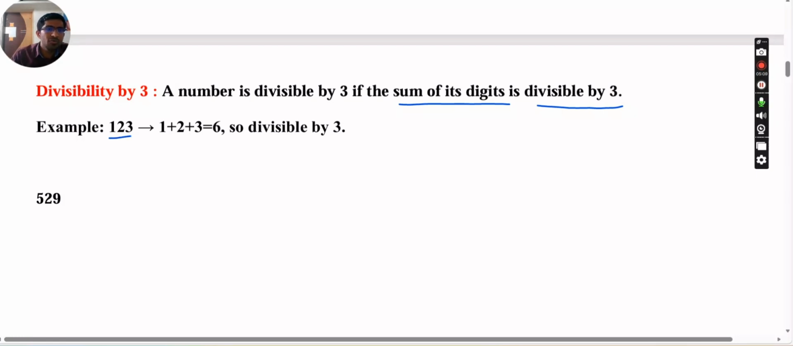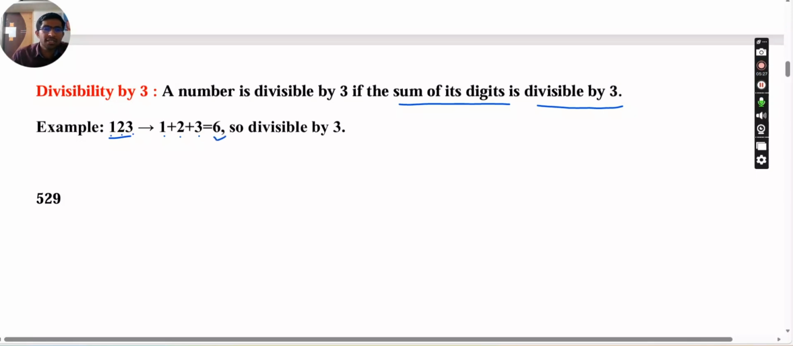So what we have to do first, we will add all the digits present in the number. So which digits are present? 1. So here 1 we have taken. 2. Here 2 we have taken. 3. So here 3 we have taken. Now we have to add these digits. 3 plus 2, 5, 5 plus 1, 6.